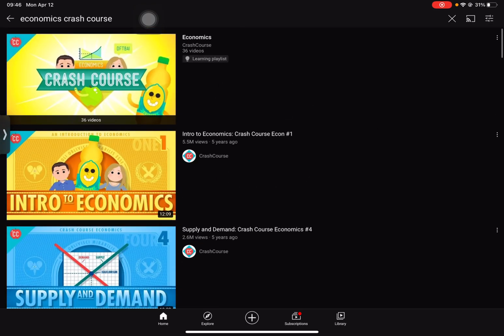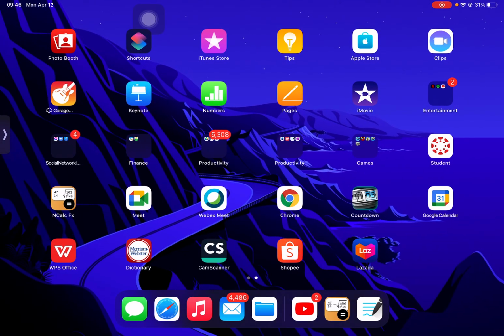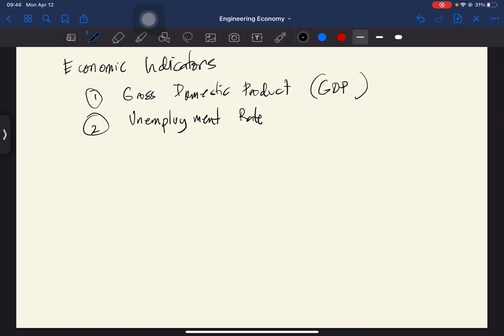Lalo na kung hindi ka nakinig dito nung high school ka or kung tinakasan mo to or nagcutting ka or hindi mo na talaga binigyan ng pansin dahil nakakainip. So, yun. Pero it plays a very important role lalo na sa buhay mo.